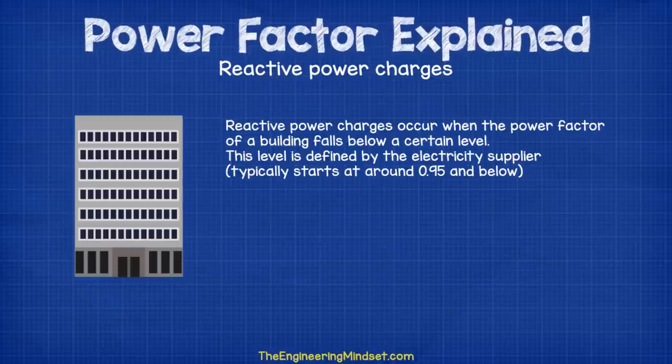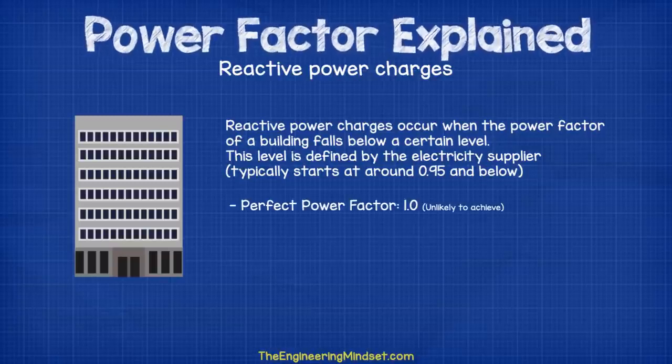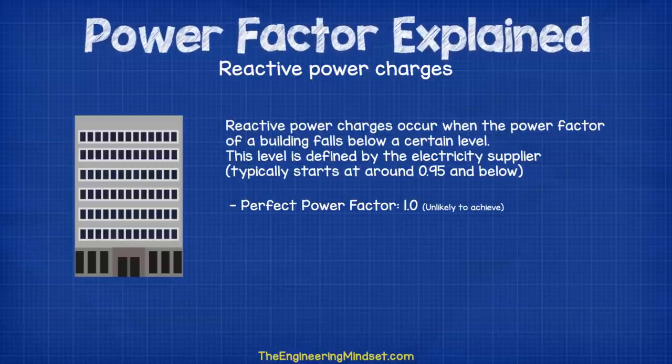Reactive power charges occur when the power factor of a building falls below a certain level. This level is defined by the electricity supplier, but it typically starts around 0.95 and below. A perfect power factor would be 1. However, in reality, this is almost impossible to achieve. We'll come back to this part later in the video.